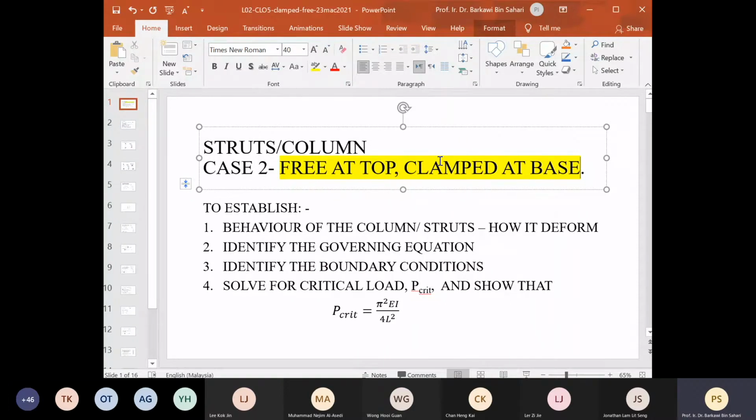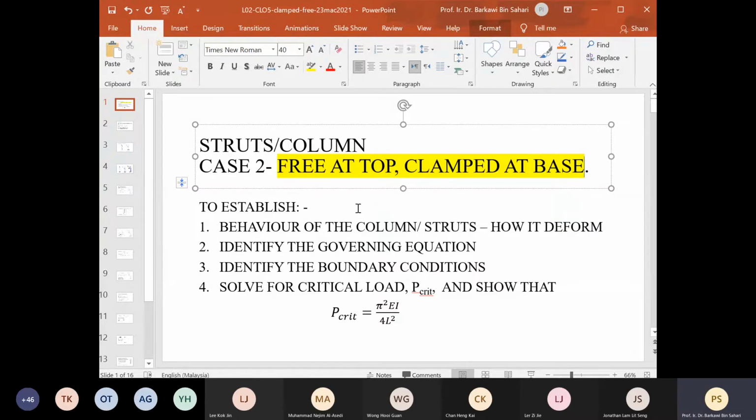L is the length of that column. So these are the 4 objectives for aim, basically what we want to achieve in this particular part of the lecture. So that's what we want to achieve.